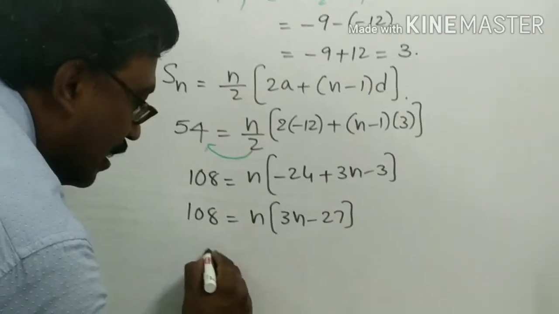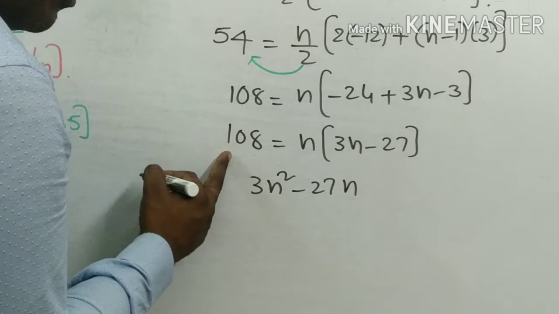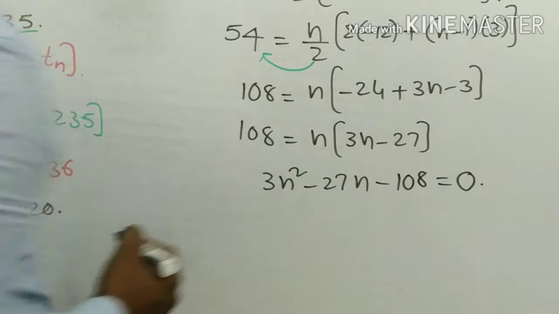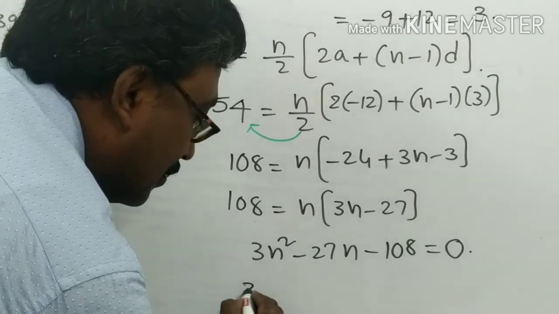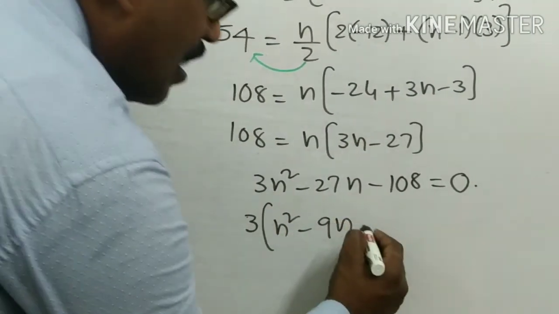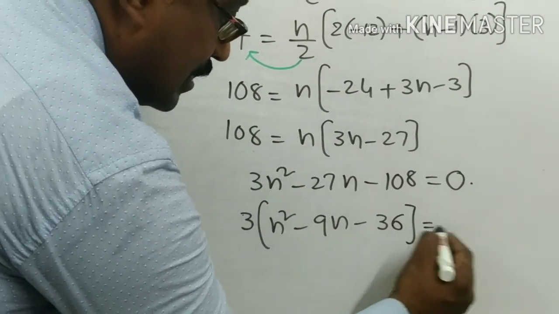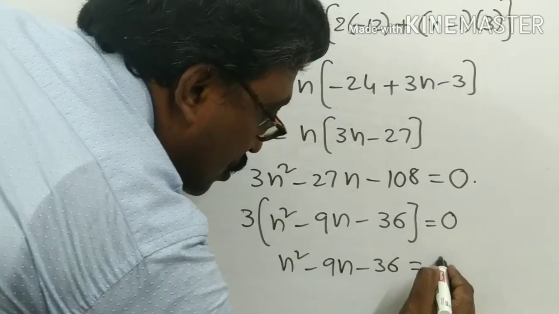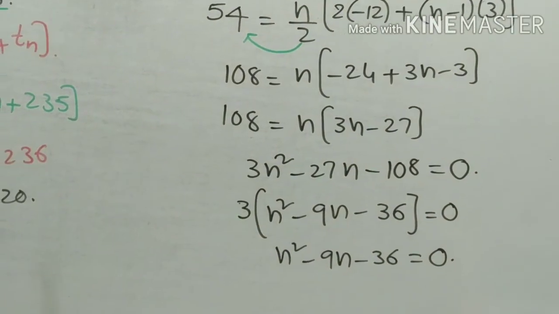Now, multiplying, 3n square minus 27n is equal to 108. Go to that side. Minus 108 is equal to 0. Now we got a quadratic equation where we can take 3 common. n square, 9 3s are 27 and 3 12s are 36, is equal to 0. Now I got a quadratic equation to solve. n square minus 9n minus 36 is equal to 0.